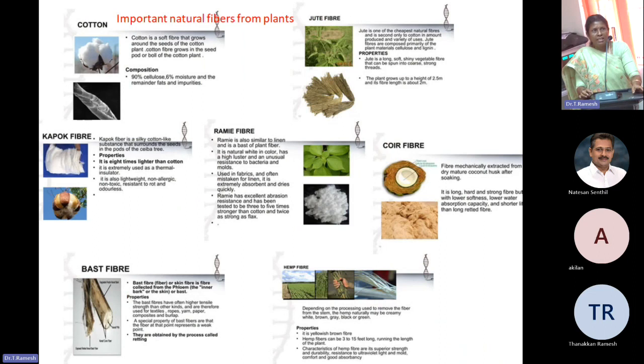So these are the important natural fibers from plants. I have given cotton, jute, coir, ramie and bast fiber, hemp, all of which come under natural fiber.